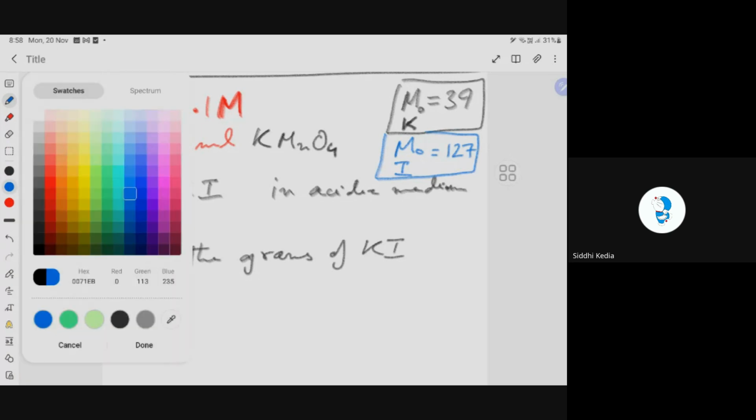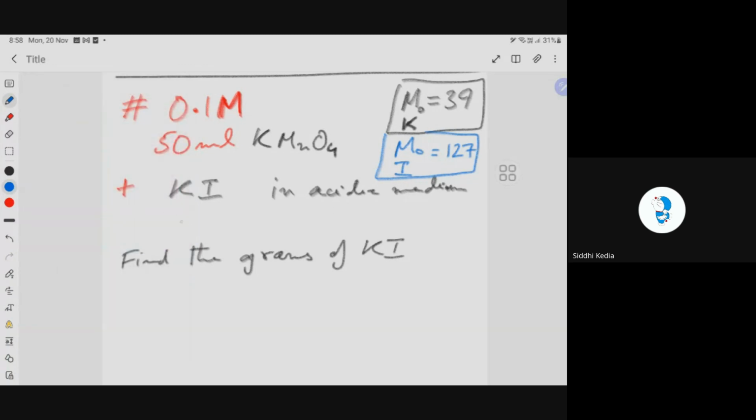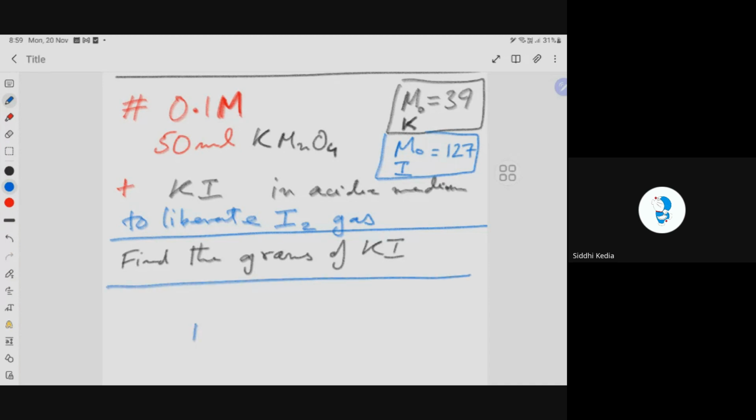Okay, I'll give you extra information in the question: to liberate iodine gas. Is it a valid question? If KI becomes I2, is it oxidation? No, reduction. Sure. Oxidation, right? Is KMnO4 an oxidizing agent? Yes, because it itself gets reduced. Okay, so it's a valid question.